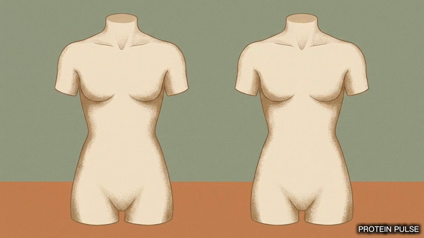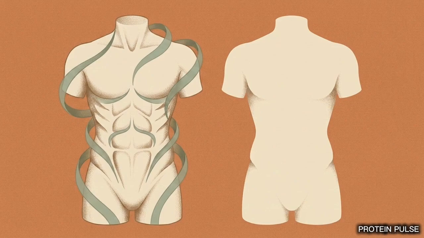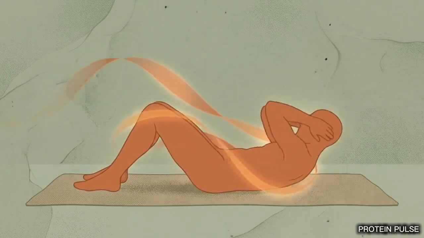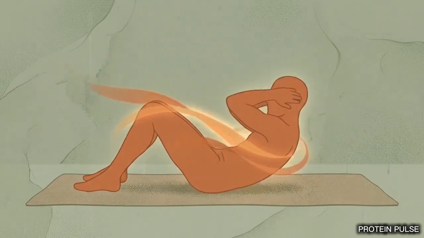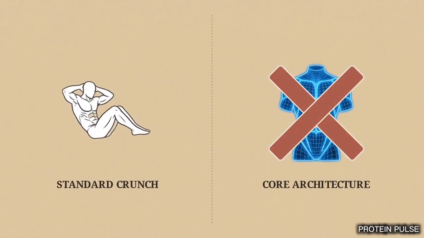Look at these two physiques. Both individuals can squat the exact same weight, both possess identical core strength, and both carry the same mass in their abdominal muscles. Yet one has a sharply defined midsection, and the other is completely flat. The natural assumption is that the person with the carved stomach simply does hundreds of crunches every day. But standard crunches alone do not explain the physical difference between these two torsos.